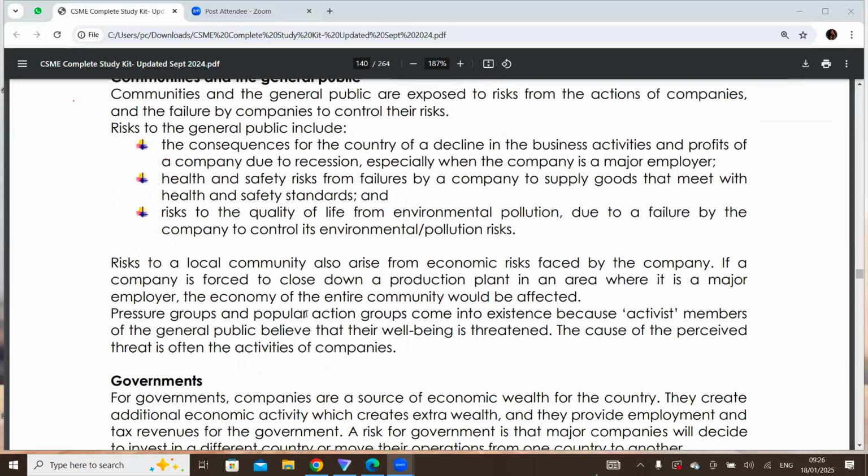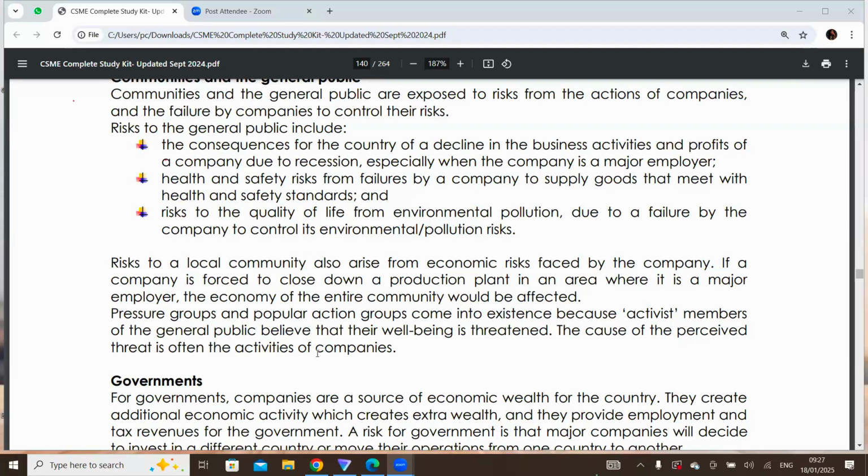Now, we said the risks to a local community arise from economic risks faced by the company. If a company is forced to close down a production area, we're thinking about the fact that the people they are employing in that community will not have work anymore. When, let's say, a pharmaceutical company leaves a place, it just means that the price of those goods will increase, and there's a high chance that people will start to suffer because of that.